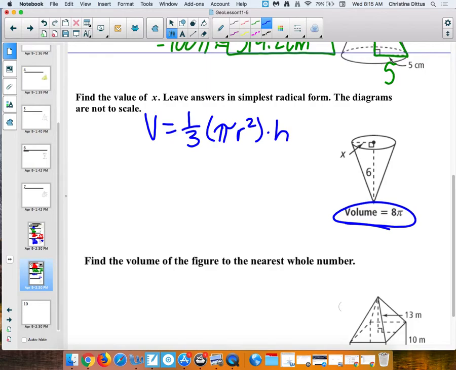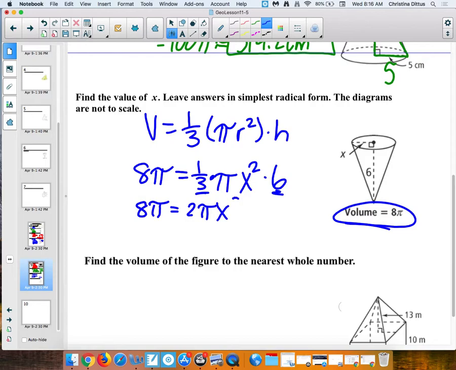What do I know? The volume is 8 pi. Where should I plug it in? For V. 8 pi equals 1/3 times pi. What else do I know? The height is 6. My radius is just x. So we're going to go x squared times 6. Let's simplify our right hand side. What is 1/3 of 6? 2. So I got 2 pi x squared.